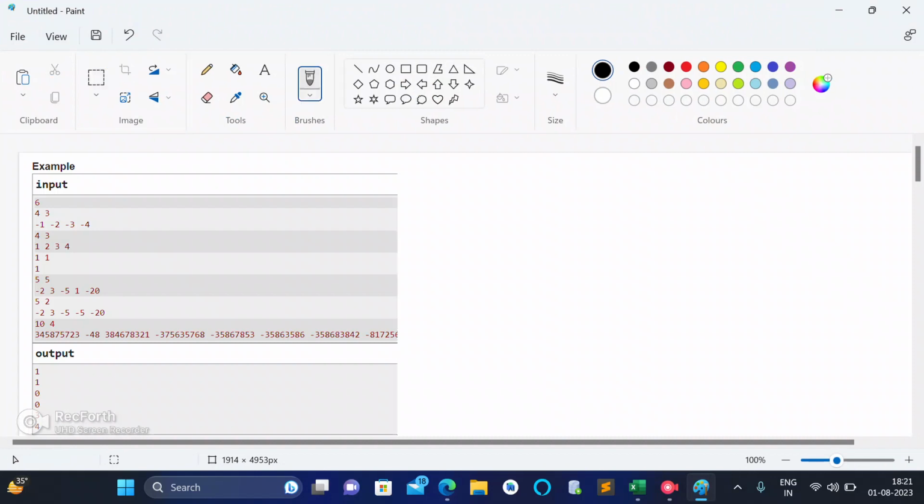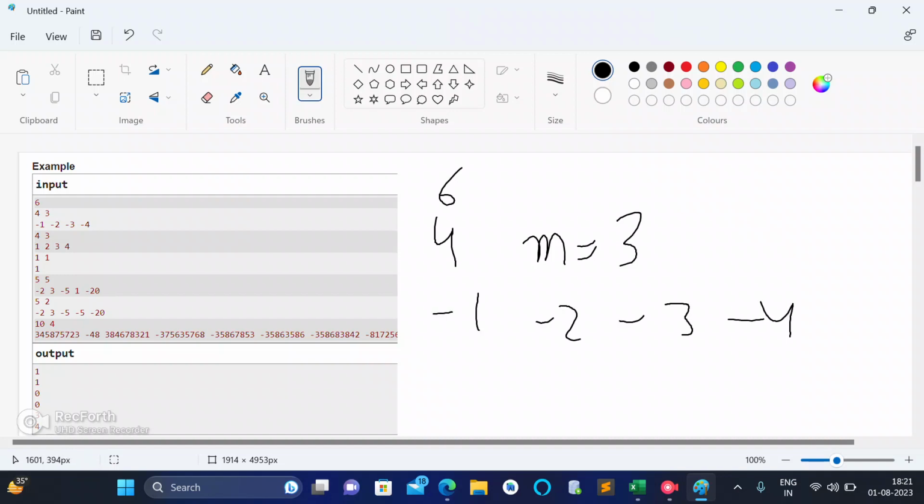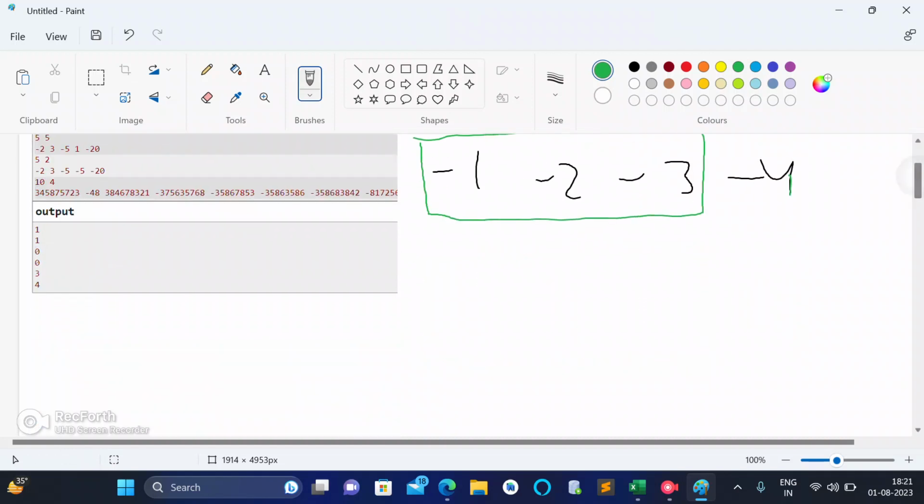Here in this example we can see we are given 6 test cases. In the first example the size of the array is 4 and m is 3, and the numbers are -1, -2, -3 and -4. What we have to do is minimize this sum, which I have marked with green.